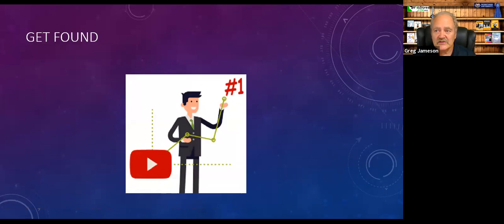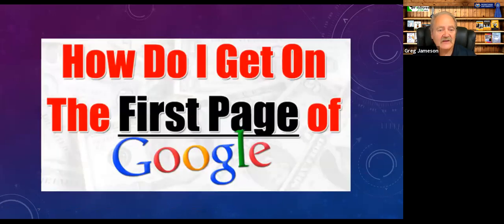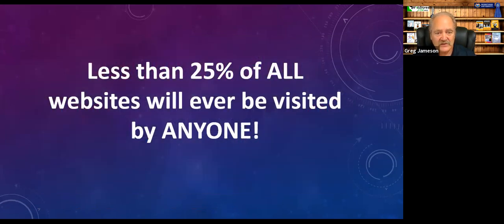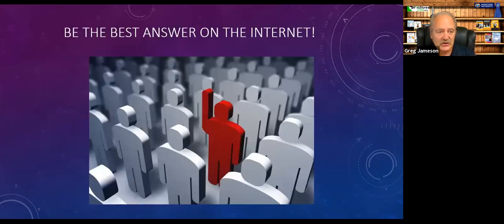The number one question that people always ask me when I tell them what I do for a living is, how do I get on the first page of Google? And like I said, less than 25% of websites are ever going to be found by anyone. So the way that you get on the first page of Google is you are the best answer on the internet. Now you might be saying, the best answer to what? And that's the question that you really need to ask yourself: what question are people that are looking for what I have to offer asking? And whatever that question is, you need to be the best answer out there.